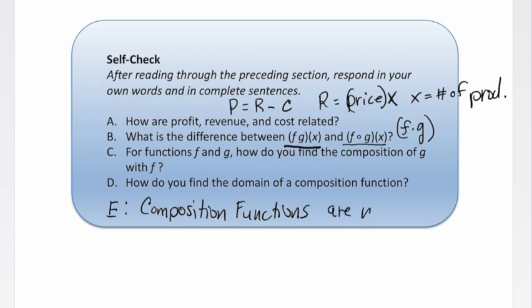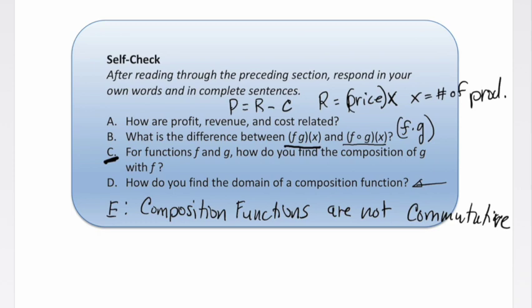Composition functions are not commutative. In other words, f of g of x and g of f of x are not typically going to be equal. There may be some special cases where it does, but it's not guaranteed.